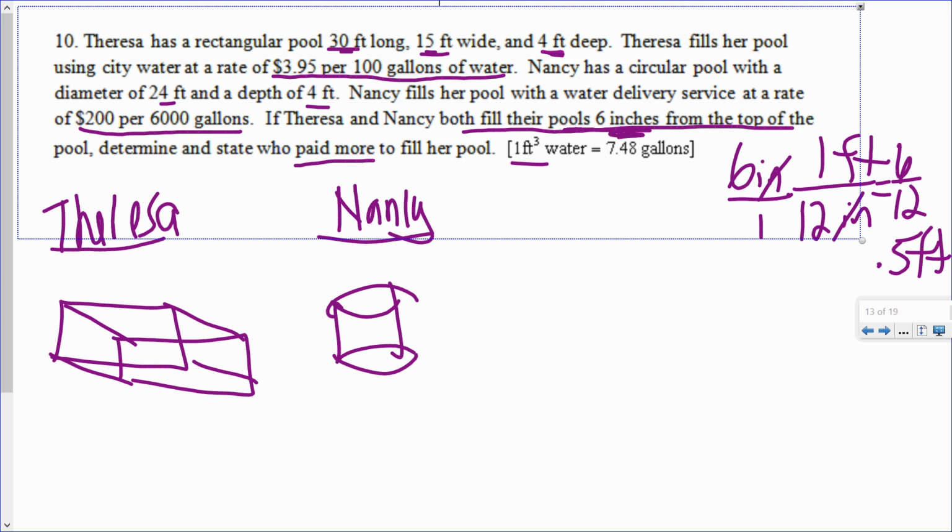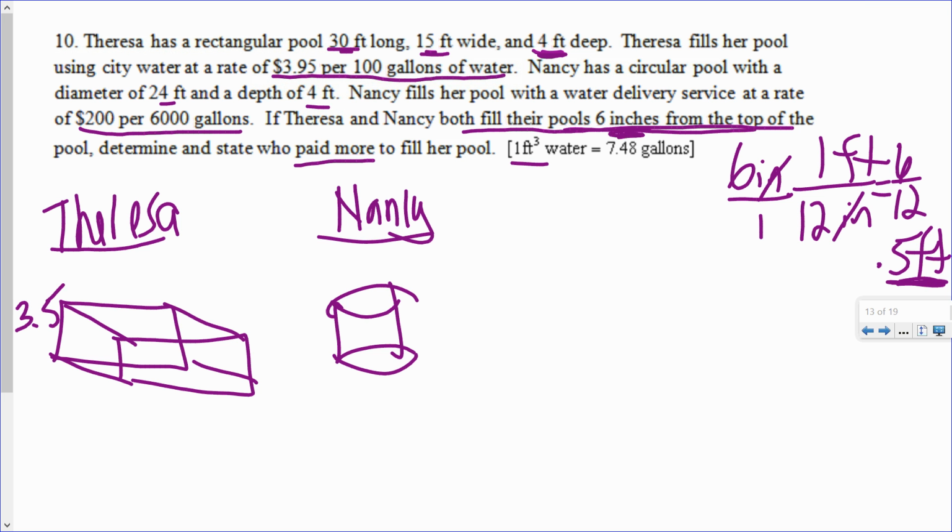So they're filling their pools 6 inches from the top. So if the pool is 4 feet deep, it's not 4 feet of water, it's 4 feet minus 0.5, because it's not filled to the top, it's filled 6 inches from the top. So the height of both of these pools is not going to be 4, it's going to be 3.5. It says they're 4 feet deep, but I'm finding the volume of the water. The water isn't 4 feet high. The water is a half a foot less than that, which would be 3.5.